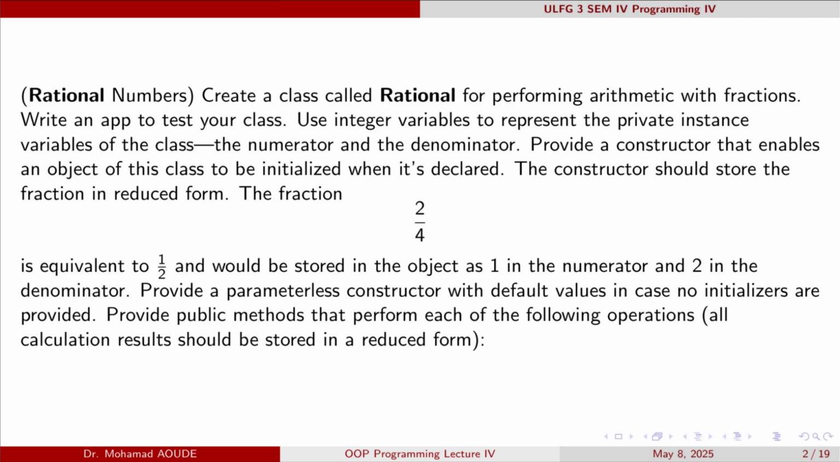A crucial requirement here is that the constructor should store the fraction in reduced form. For example, 2/4 should be stored as 1/2, data integrity invariance. Reducing the fraction upon creation helps maintain data integrity. Every rational object internally represents the simplest form of that fraction.